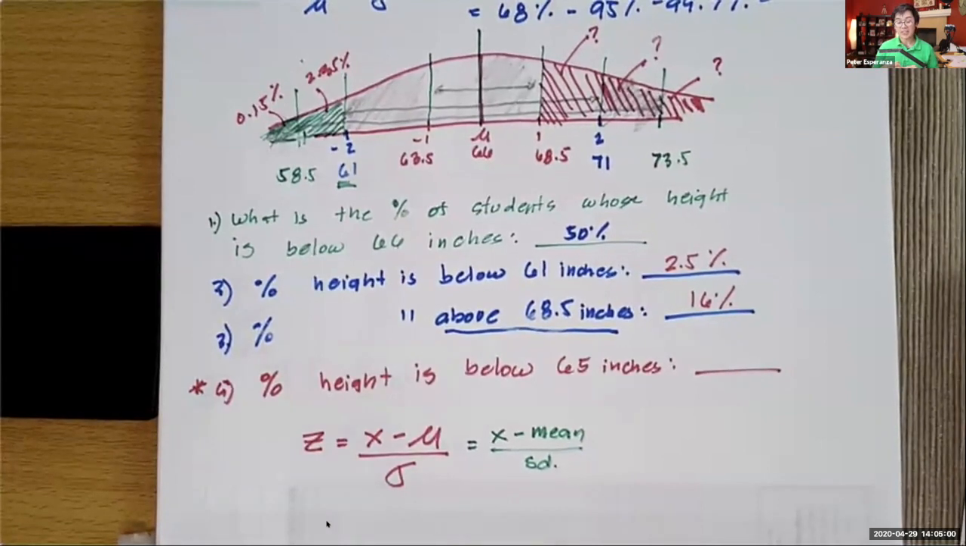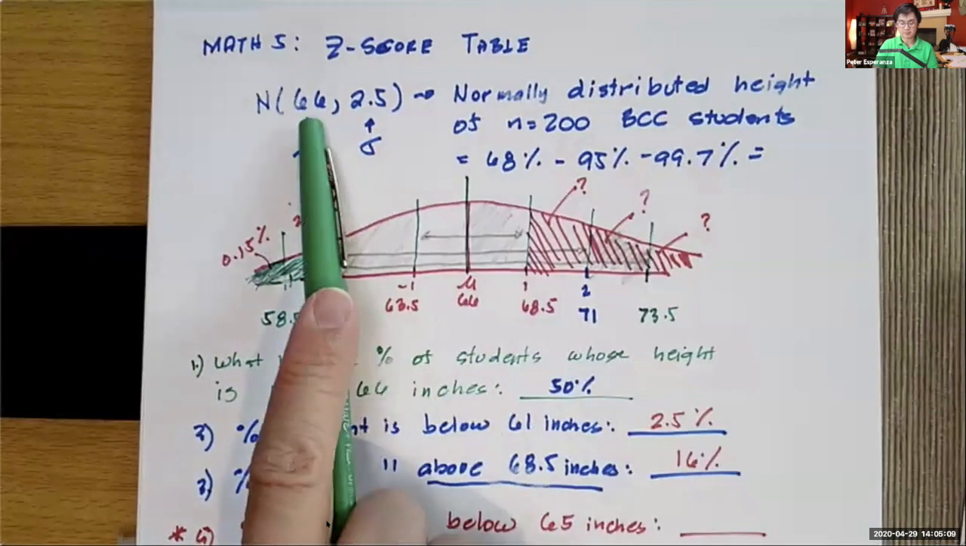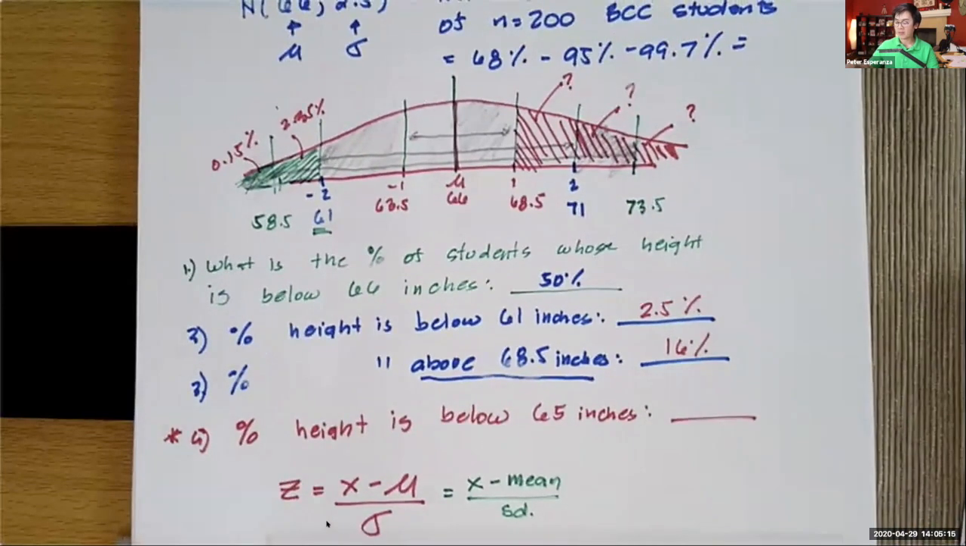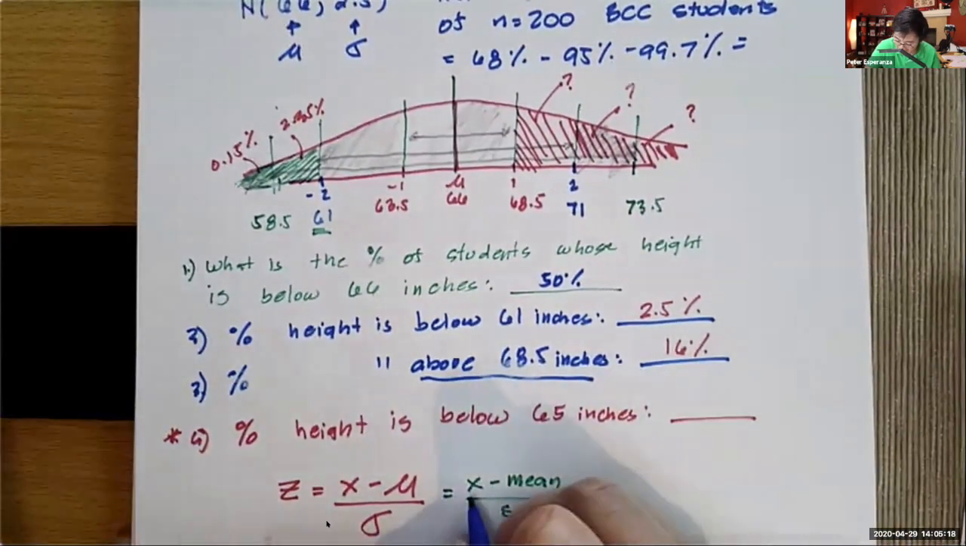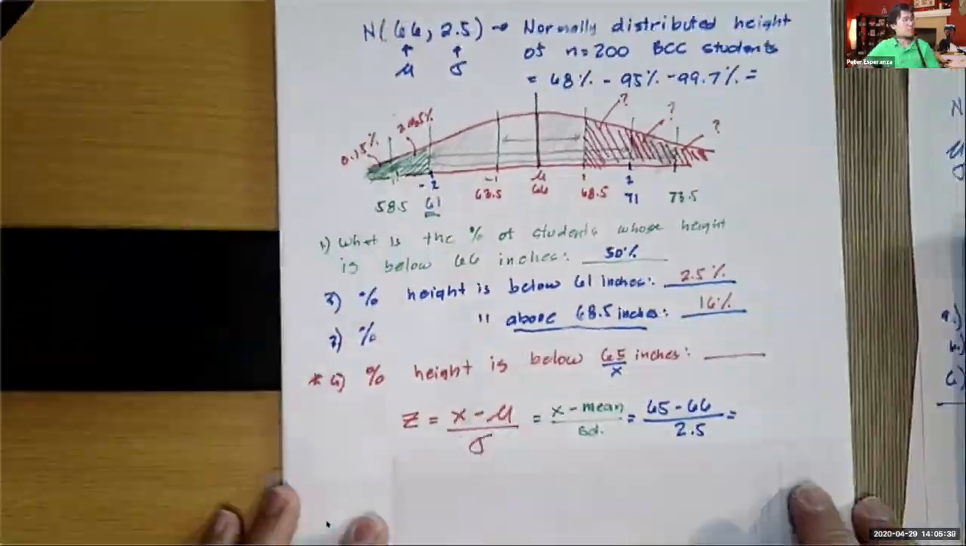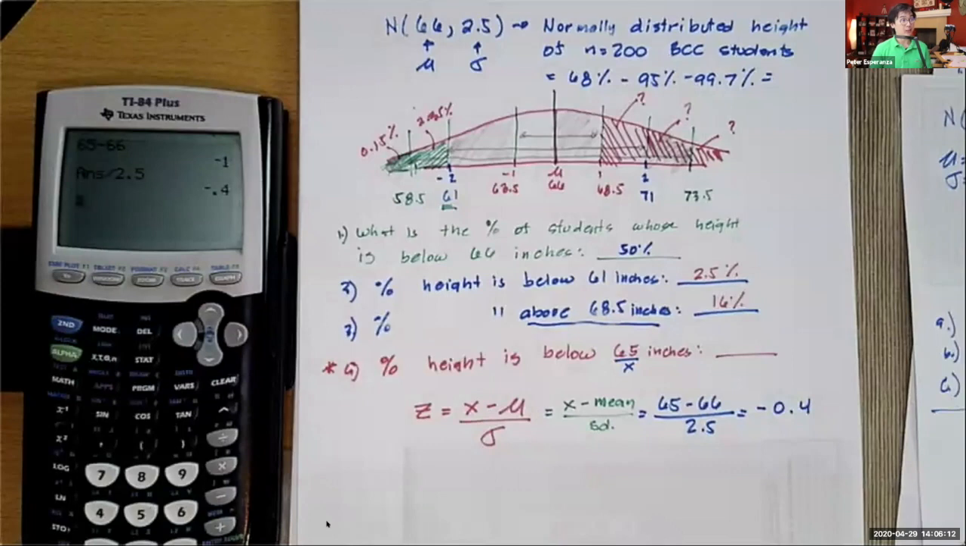Now, do we know the mean of our distribution and the standard deviation? Of course, it's given. The mean and the standard deviation are 66 and 2.5. So what we're going to do is apply the formula. That is our x, 65. We get negative 0.4. I just want to add the 0 because that is the standard form when you are writing out your decimal value. So negative 0.4. Now, what does negative 0.4 mean?